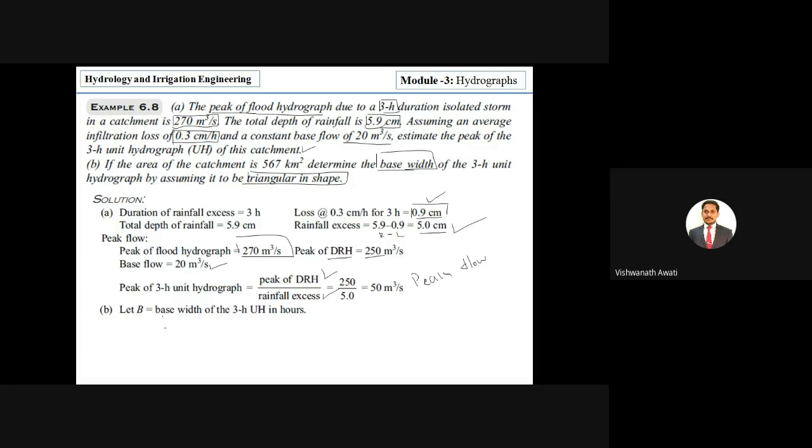Next we'll go for the second, that is the base width calculation for the 3-hour unit hydrograph for the same catchment. Here the assumption is that the volume represented by the area of the unit hydrograph is equal to the volume of 1 centimeter, that is a unit depth, over the catchment. So the area under the unit hydrograph, how to solve this? By assuming it is triangular. It is told to be triangular, correct?